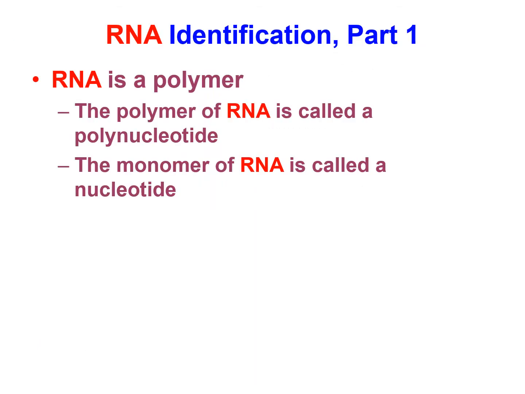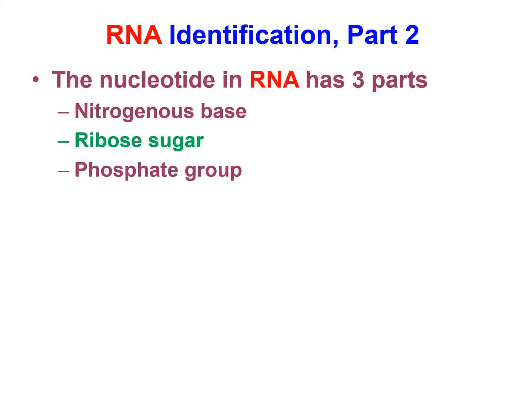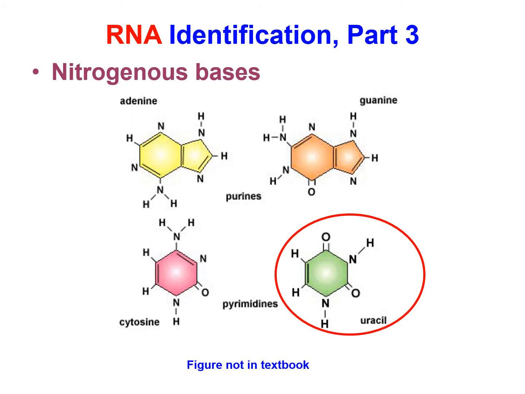So the structure of RNA is very similar. You're going to see that it's almost identical except for a couple of differences. So the monomer is still called a nucleotide and the polymer is still called a polynucleotide, but now we're talking about RNA. In RNA, we're going to see that the sugar is different, and we're going to see one of the nitrogenous bases is different. So let's go through that.